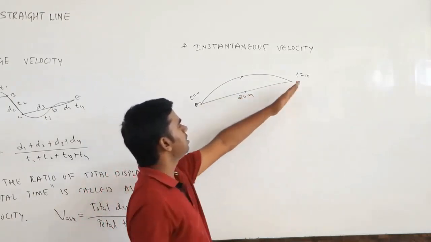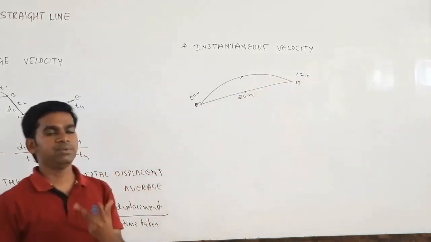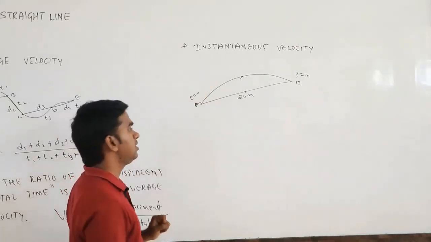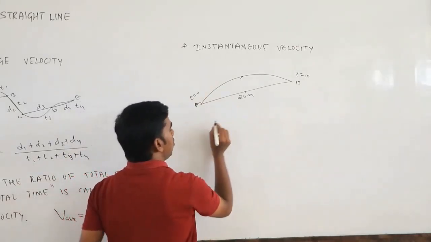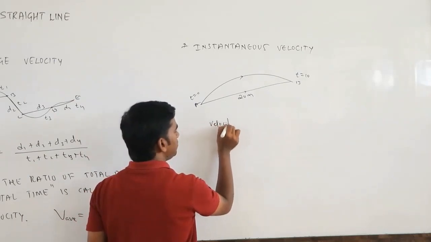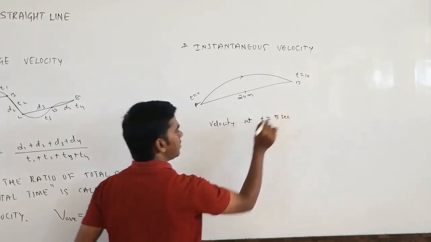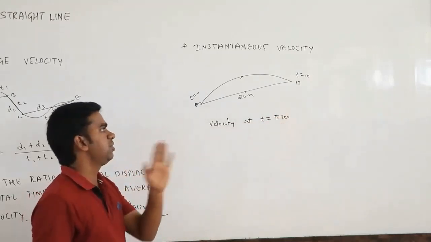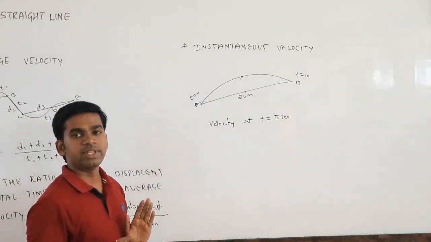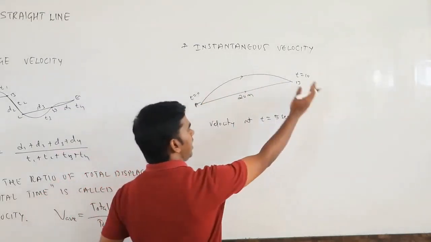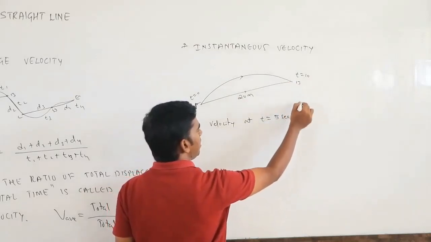So 20 meter divided by 10 will give what? It will give the velocity. But what you want is instantaneous velocity. Instantaneous velocity means say you want velocity at t equals 5 seconds. Exactly at 5 seconds, what is the velocity you want? For that, what you have to do? You have to divide the time. Total is 10, so you divide by 10. So 1 second.